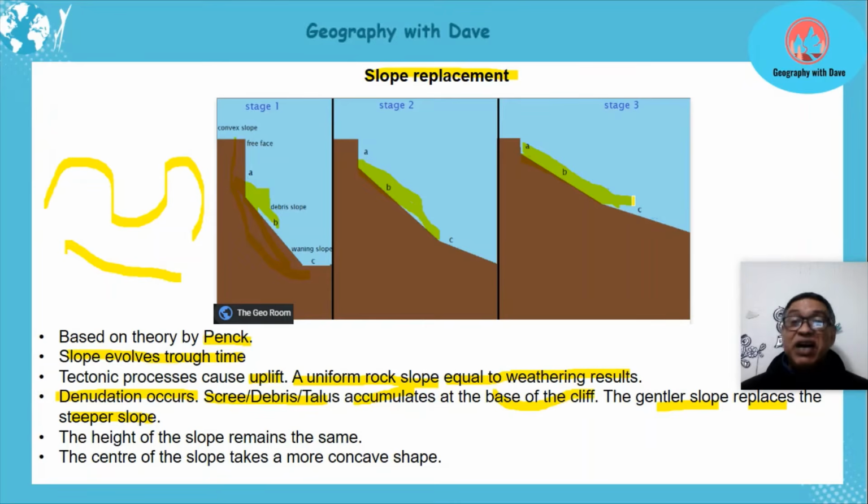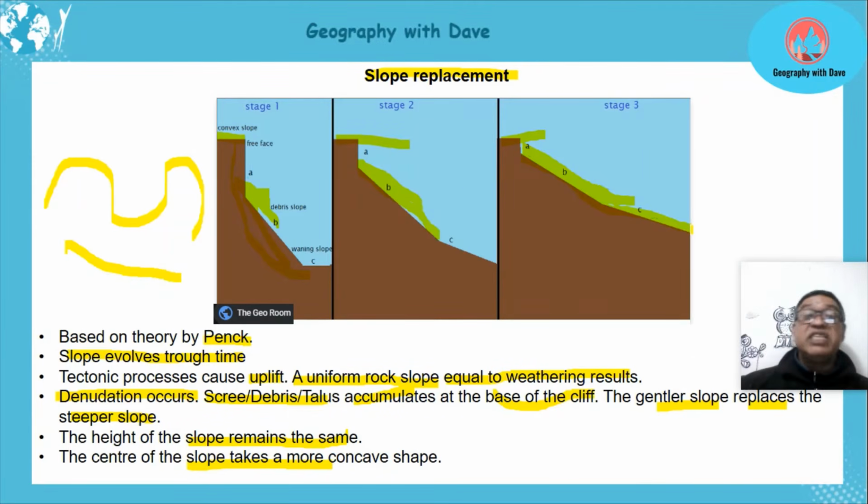So denudation occurs, and of course, all the scree and debris gets deposited at the edge of the cliff. What happens to that area? The cliff now gets covered and covered and covered. Can you see it? From there to there to there. And therefore, the slope becomes more gentle as it's getting there. So the height of the slope remains the same. Can you see the height? Height remains the same. The center of the slope takes a more concave shape. You look at here, can you see the concave shape of that?